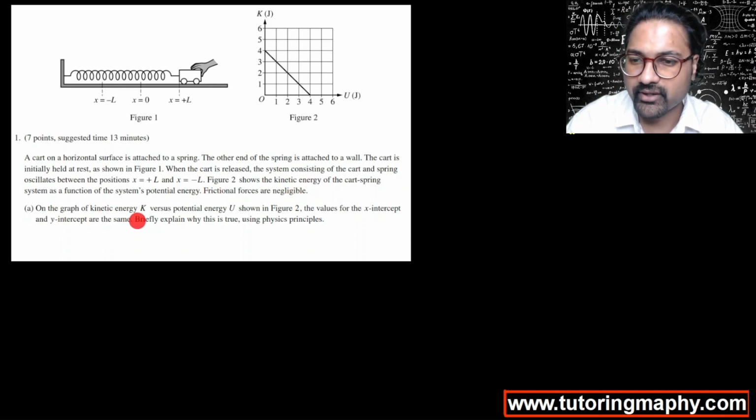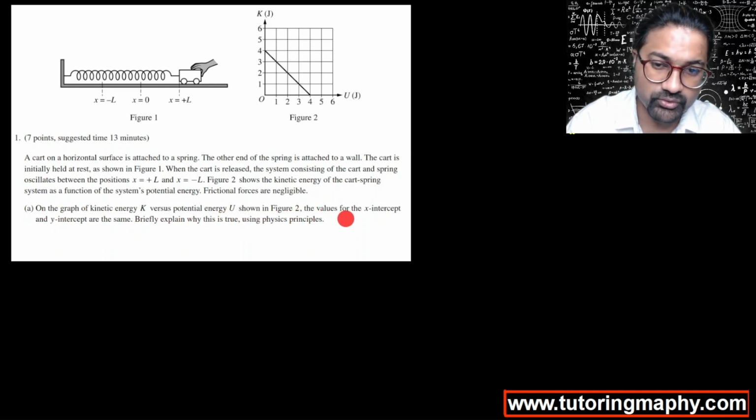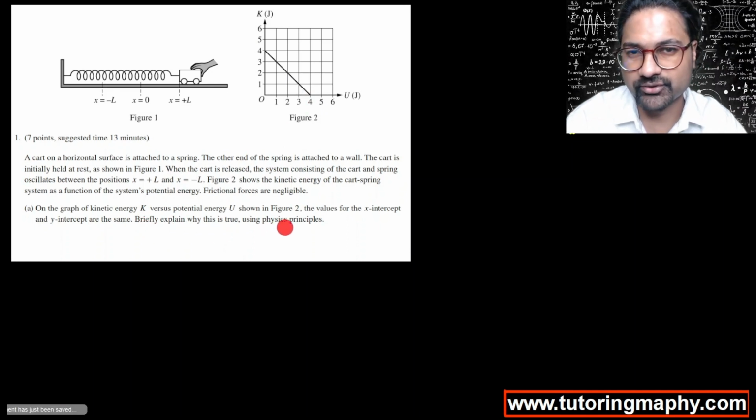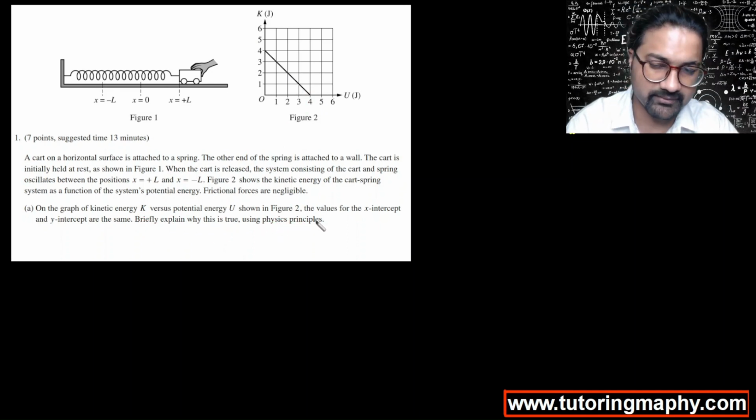On the graph of the kinetic energy versus the potential energy shown in figure 2, the values of the x and y intercepts are the same. Of course, we can clearly see the y intercept is 4, and the x intercept is also 4. So they're asking us to justify this using the physics principle.